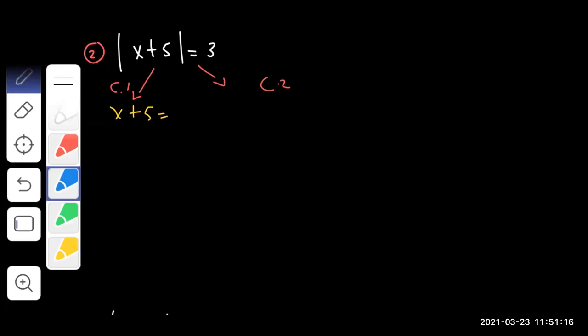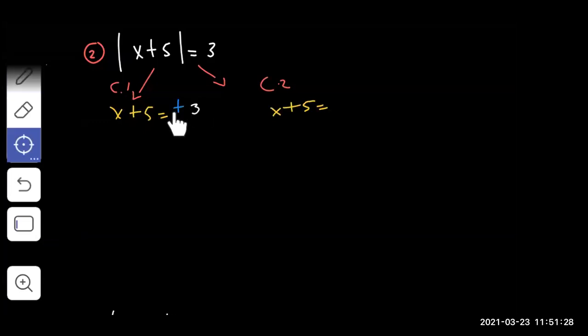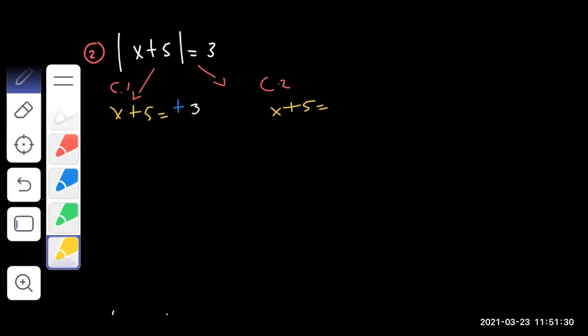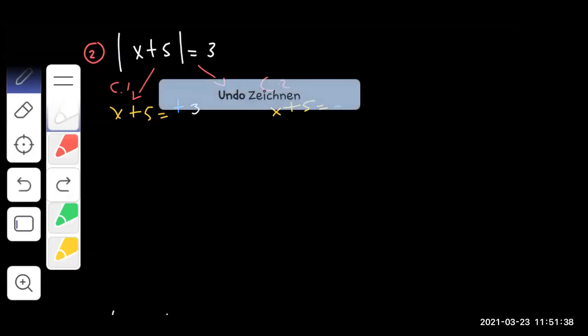This is the positive case, guys. You need to make it positive. You don't need to put a plus sign, but if you want, positive 3. And the second case is the same: x plus 5 equals, what is the second case? If this is the positive, the second case of the absolute value will be -3. Just like that, guys. One is positive, the other is negative. Just as simple as that.